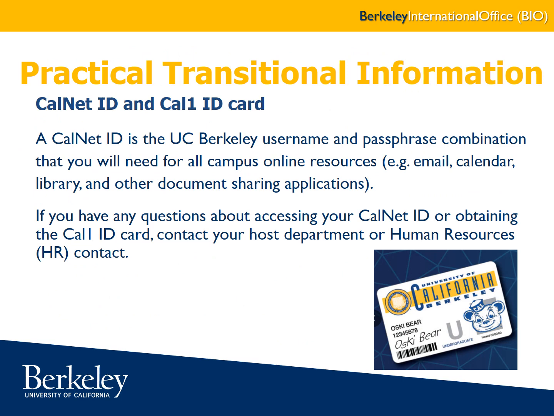Accountnet ID is the UC Berkeley username and passphrase combination that you will need for all campus online resources, such as email, calendar, library, and other document sharing applications. If you have any questions about accessing your Accountnet ID or obtaining the Cal1 ID card, contact your host department or human resources contact.